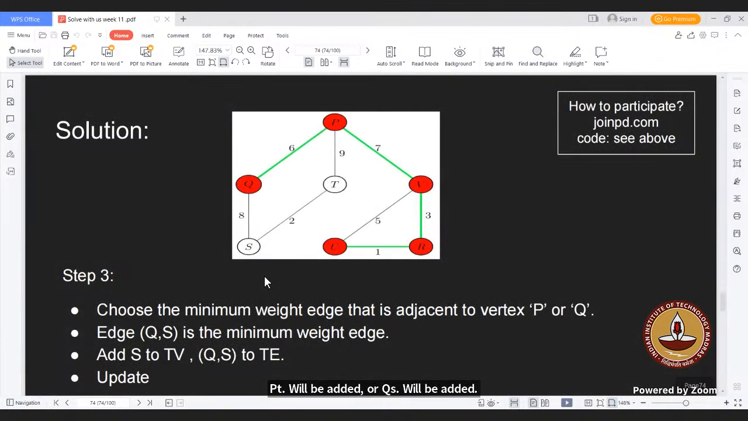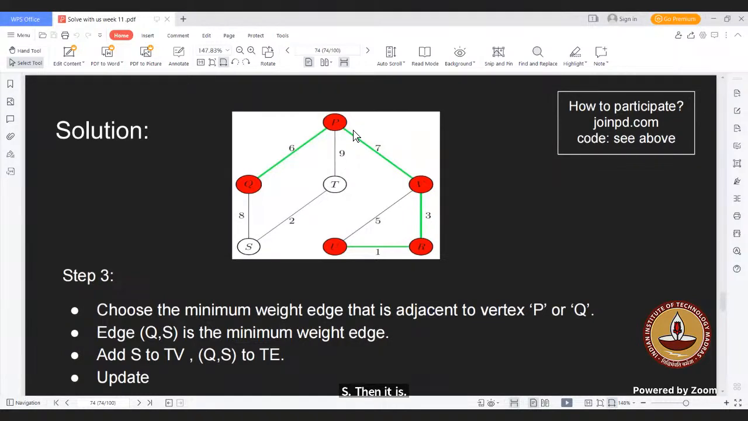See, now this is the graph, right? Till here we have reached, correct? So now there are two choices. PT can be added or QS can be added, correct? PT has to be added, sir. Why PT has to be added? Sir, if we go through PTS, then it is a shorter distance to T. No. See, you have to choose.